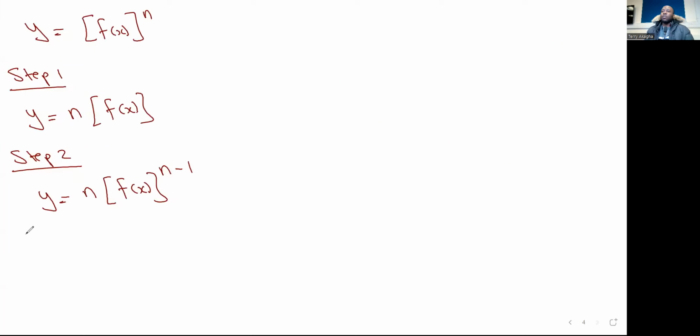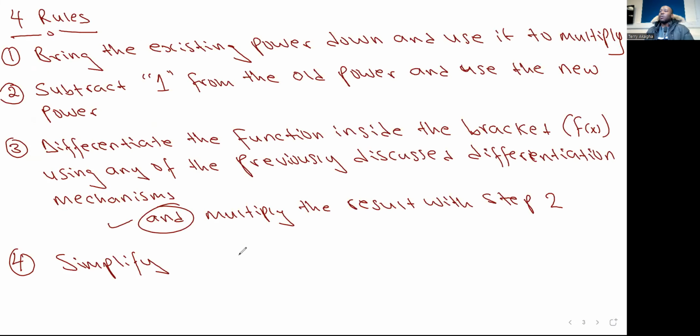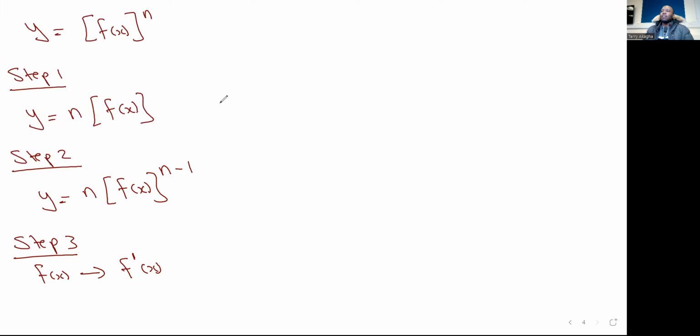So just to make it easy, the function can be anything. When you differentiate it, let's assume the answer you get is f prime. Is that making sense? So this is the f prime you got. Then the second thing was that when you've done with that, you have to multiply the result with step 2. So this is the answer we got from step 2. So it's going to be f prime multiplied by n f of x to the n minus 1.